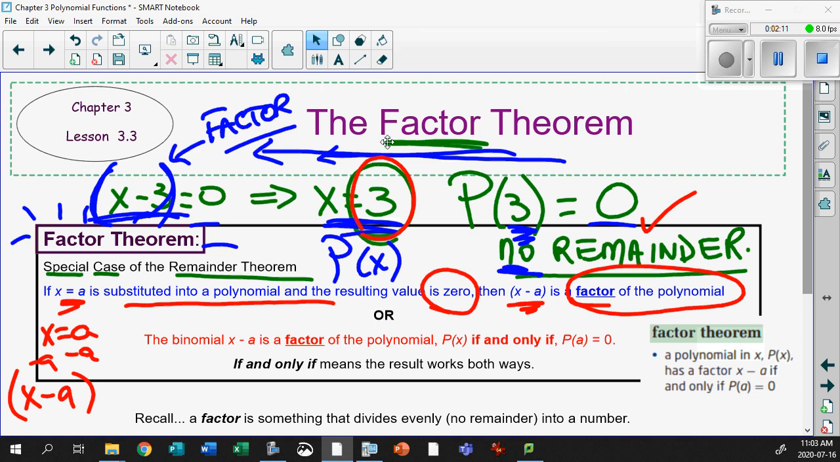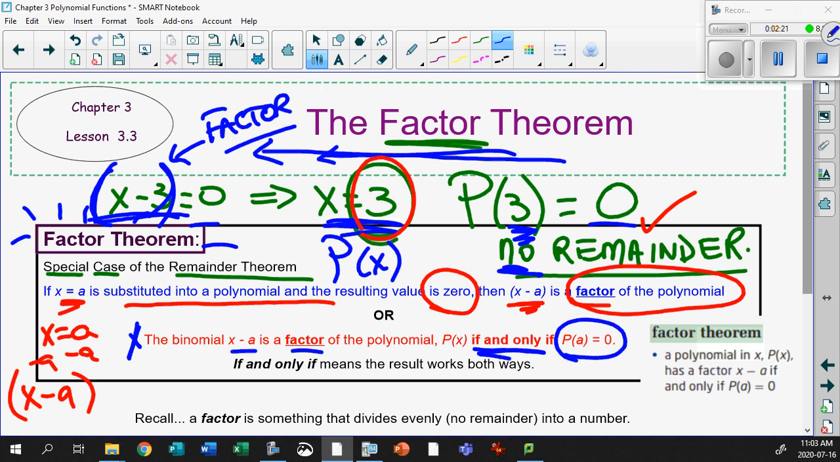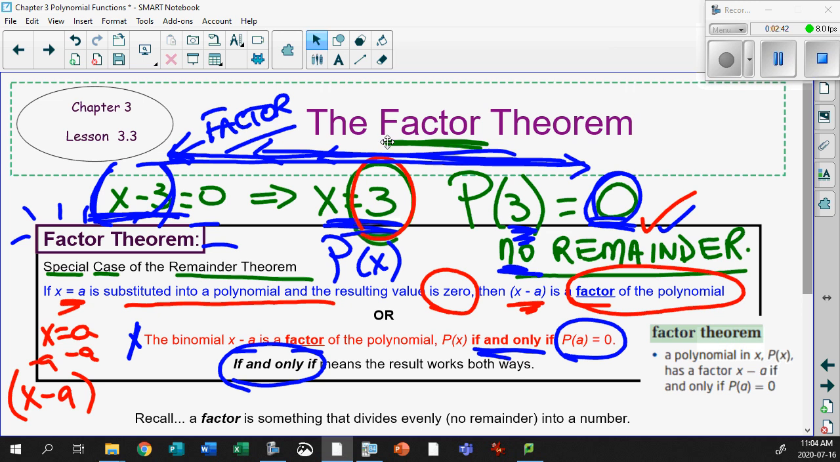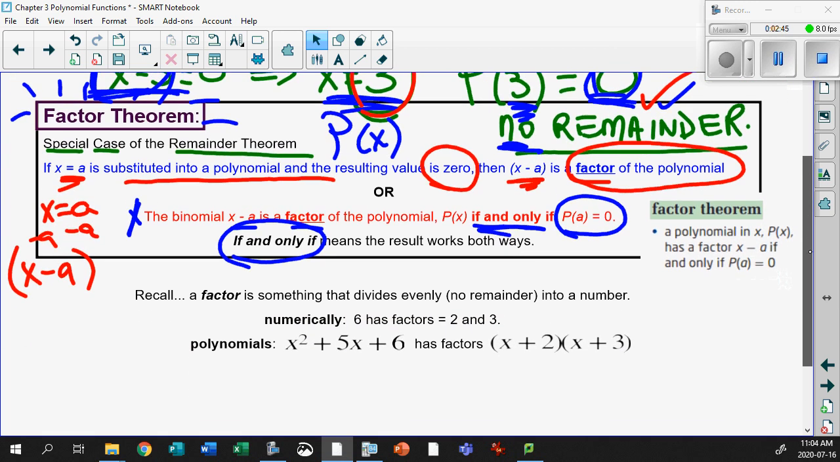So in other words, the binomial x minus a is a factor of the polynomial if and only if, when you substitute it in, you get a remainder of 0. The neat thing is when you see this "if and only if," it means the result works both ways. You can take this value and say it equals 0, or you can say the value equals 0, go back over here and say this is a factor. That's all it means. This is going to be so incredibly powerful for us.